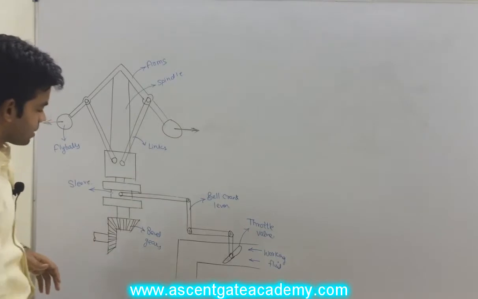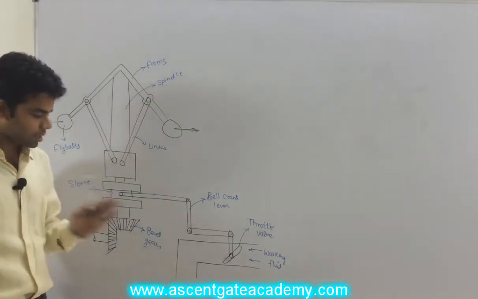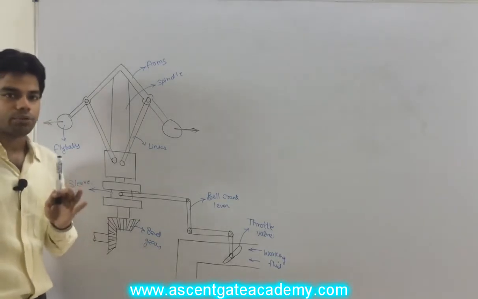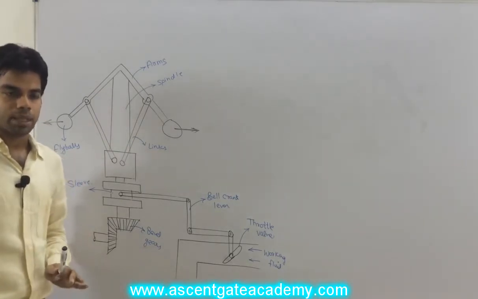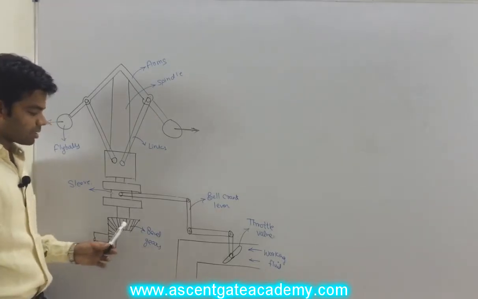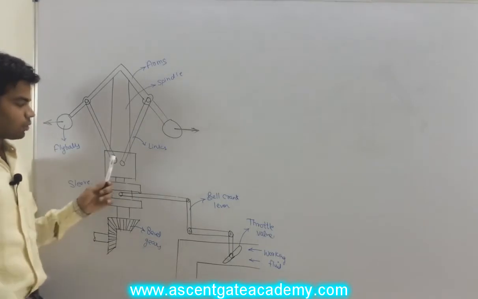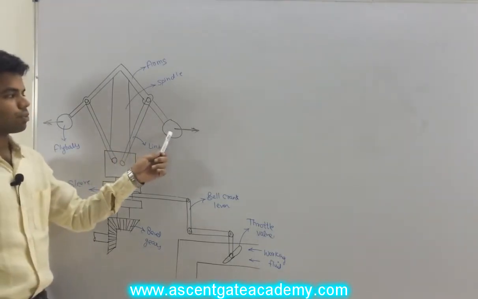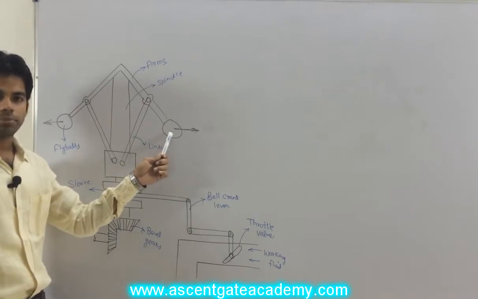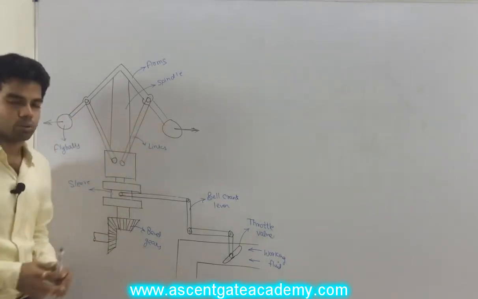Now what actually happens when the load of the engine is increasing? Just understand this very carefully. When the load of the engine is increasing, the speed of the engine will drop. As the speed of the engine drops, the speed of this bevel gear will decrease, and the speed of this spindle will decrease. Less centrifugal force is acting on the fly balls, and this spindle will move down.